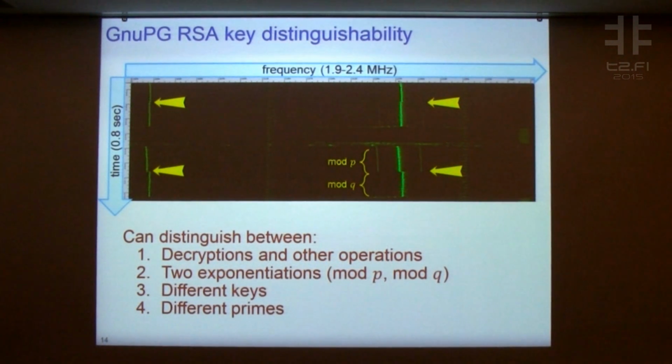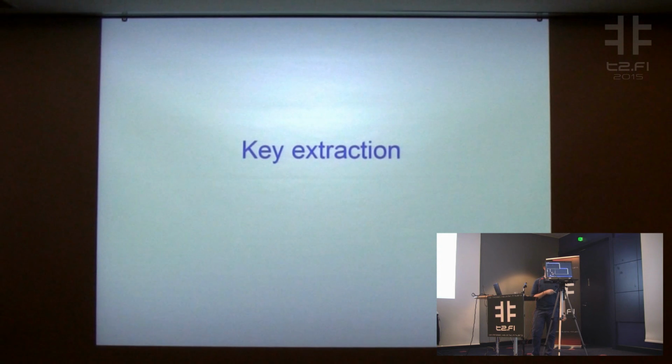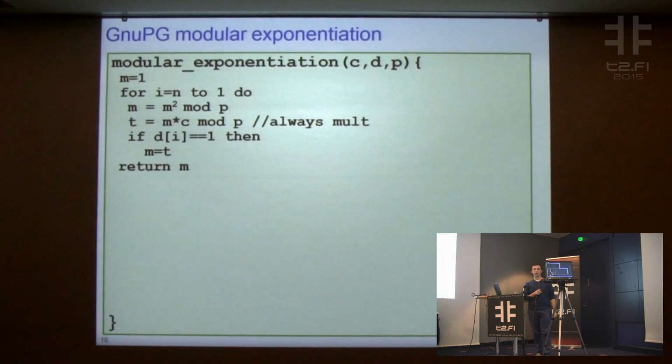So there's clearly some information leaking about our secrets. But it's not clear how, from this, we can go on and extract the secret key. So let me show you how we can actually extract the secret key. And in order to do that, I need to show you how GnuPG does modular exponentiation.